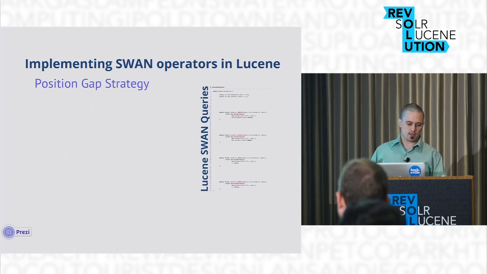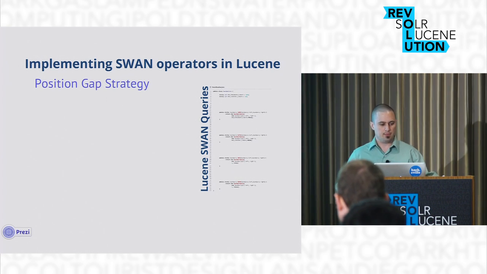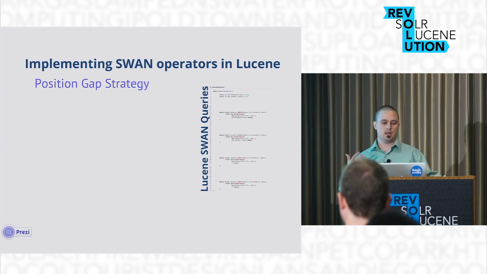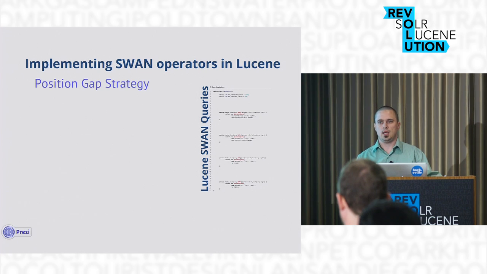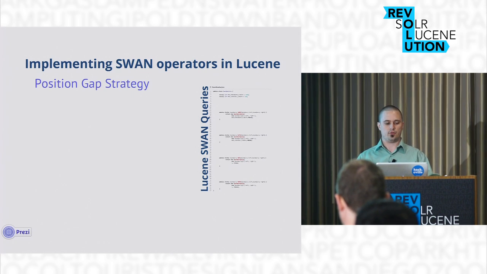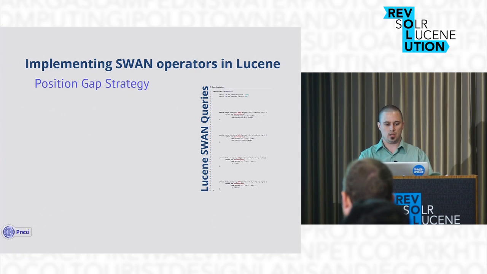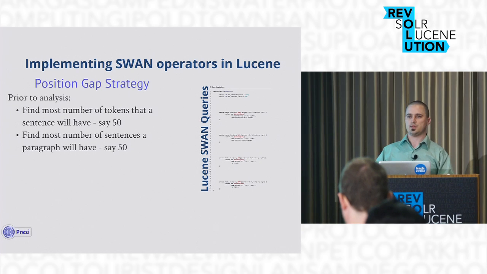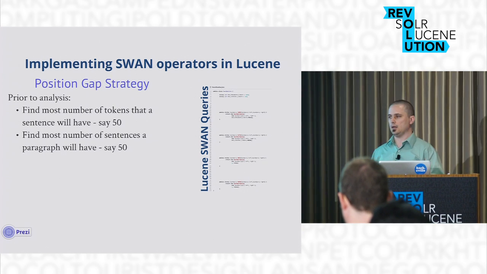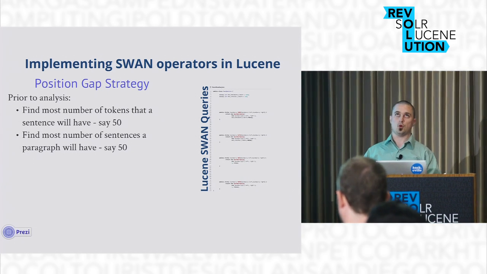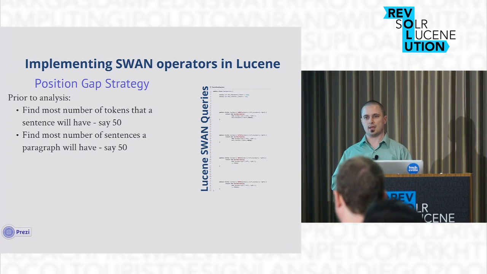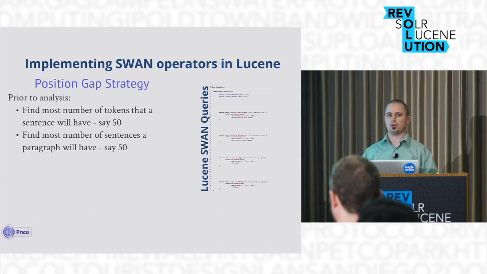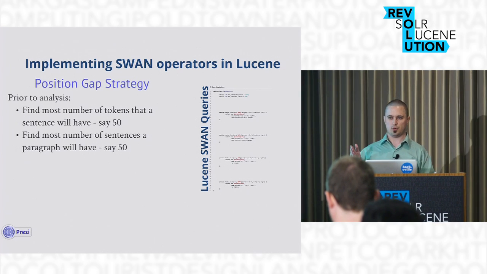All right, so there's a couple different ways that you can implement the SWAN operators in Lucene, and we'll touch on the easiest one for now, the position gap strategy. Prior to indexing your documents, you need to look through your data set and get an idea of, on average, or in a 90th percentile type case, how many tokens are usually included in a sentence. You need to have a number that is longer than the sentences.